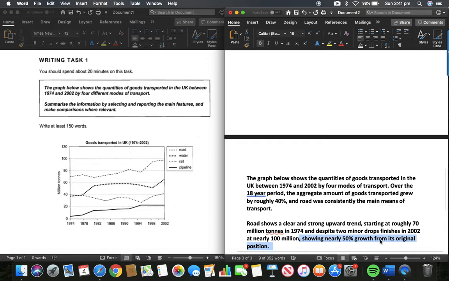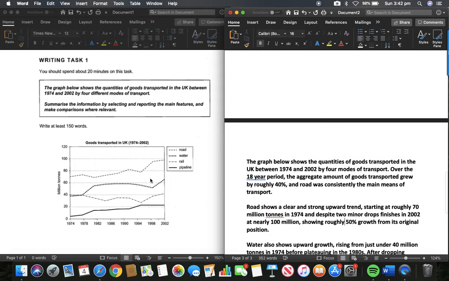So there you go. Let's make that roughly. I think nearly implies that it's a little under. Roughly 50% growth from its original position. So it went from 70 to 100. So that's half of that would be 35. So that's nearly 50% growth.